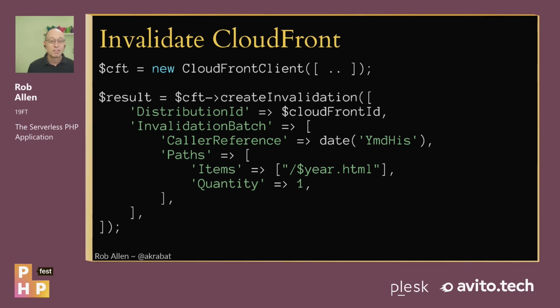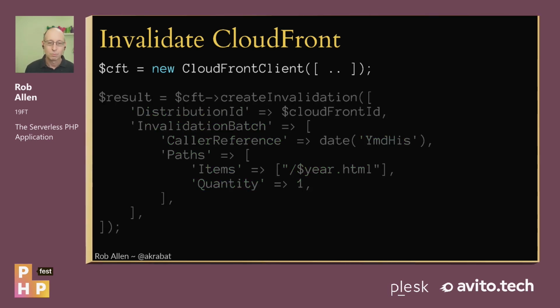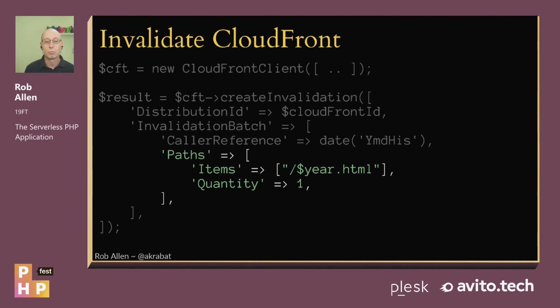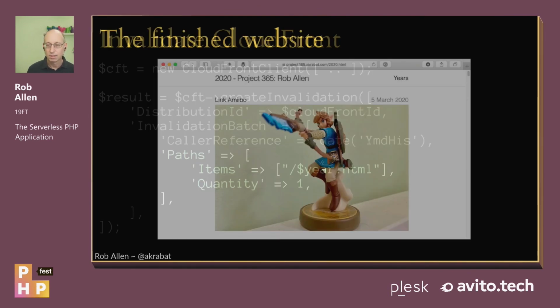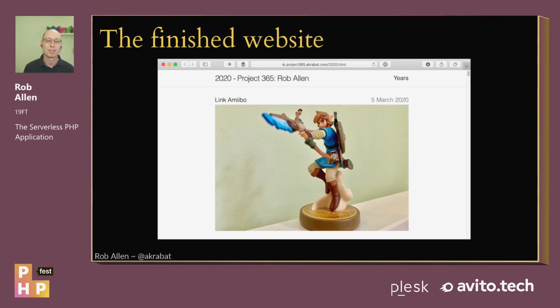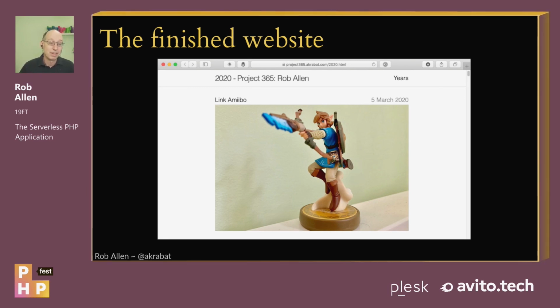Invalidation of CloudFront works exactly the same basic way. We have the CloudFront client, part of the AWS SDK, and then we create an invalidation for it and tell it which particular file we want to delete, 2020.html in this case. And that's it. We have a website. I particularly like this photo, which is why it's the one I show from earlier this year. Yeah, I play quite a lot of Nintendo, and I quite like Breath of the Wild. It's a very simple website because, as I said, my HTML isn't great.